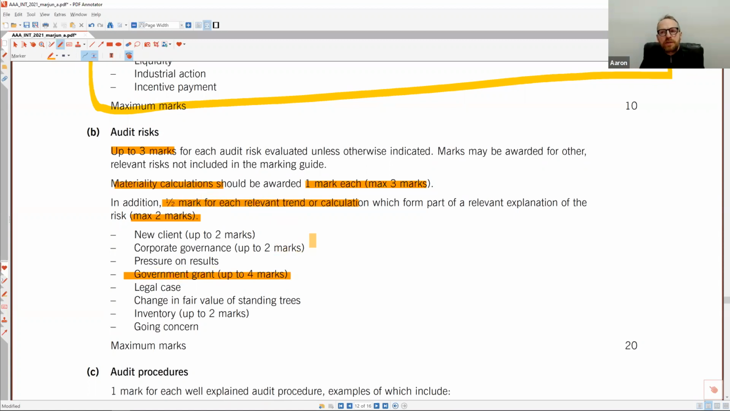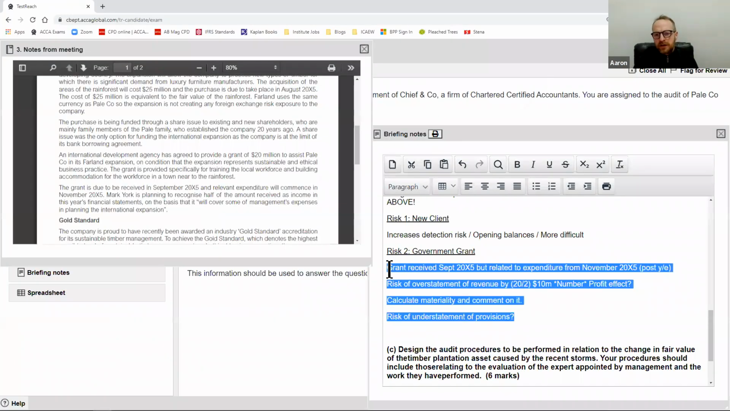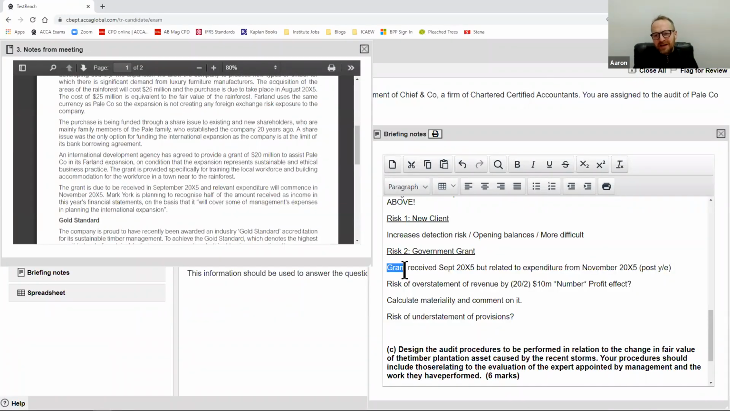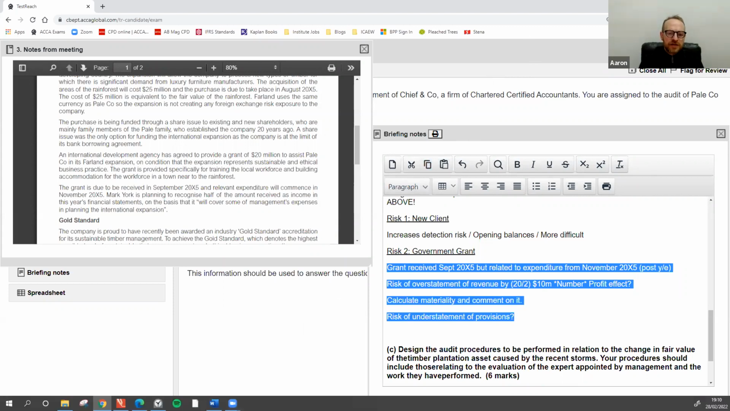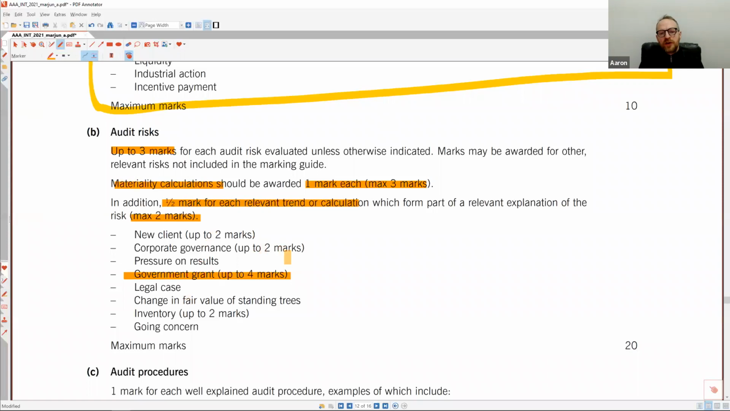That'll be because the provision could be brought in as well. But think about that. From my explanation here, I reckon I can get 1, 2, 3, 4, 5 marks for that. So let's say we do a really good government grant with a materiality calculation and 2 other materiality calculations. We're sitting on 1, 2, 3, 4, 5, 6, 7 out of 20.